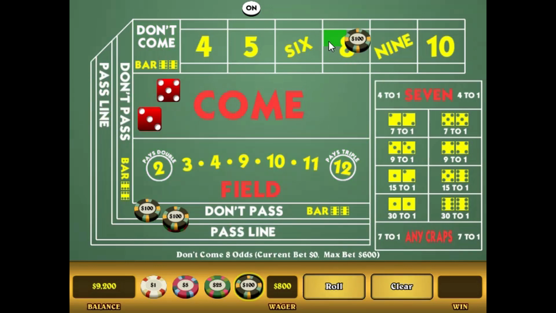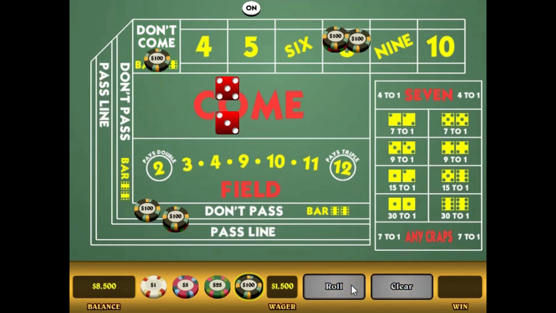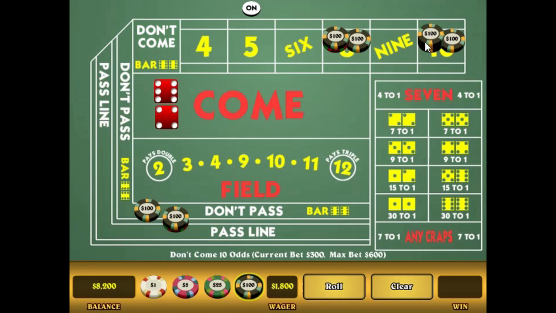And there's an 8. So I'm now going to lay 600 against that 8 and make another don't come bet. So there's a 10. I'm going to lay 600 against that 10. And now I have money on 3 numbers on the table, the 5, the 8, and the 10. So when you get to 3, you don't make a new bet. So I'm not going to.